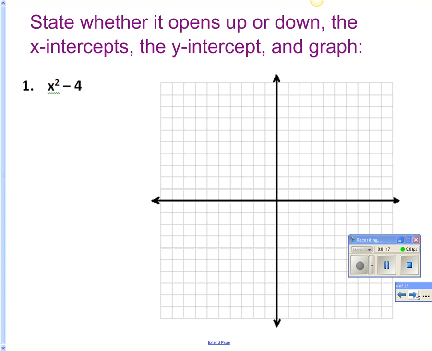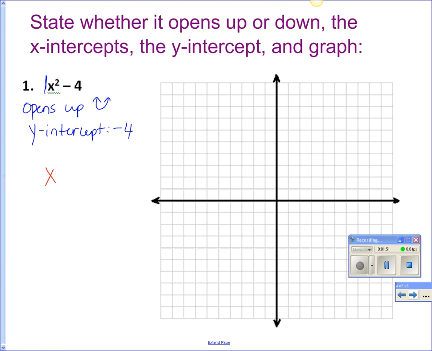Okay, so we have x squared minus 4. If you put a 1 in front, 1 is positive, so it opens up. It's going to look like an up U, okay? The next thing we need to talk about is the y-intercept. The y-intercept is -4. It's the number without the x. All right, and the last thing we need to do is solve it to get the x-intercept.